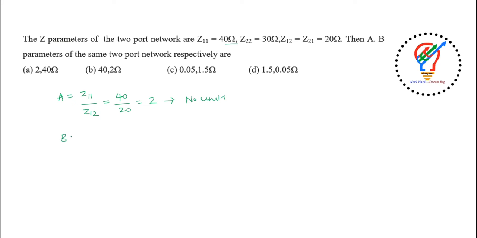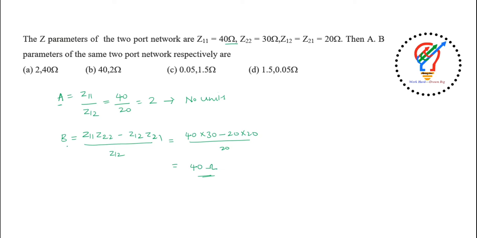Similarly, to find the value of B, it is Z11 into Z22 minus Z12 into Z21, divided by Z21. As per this formula, the value is 40 into 30 minus 20 into 20, divided by 20. Once you simplify this, you will get the answer as 40, and the units are ohms here.